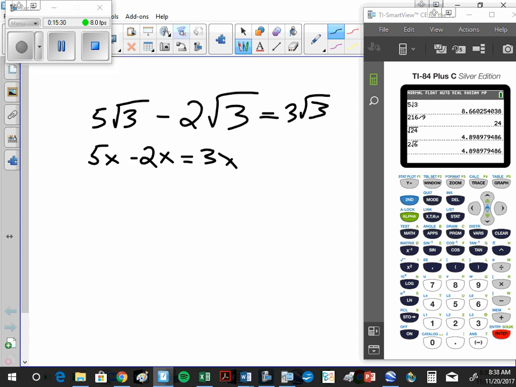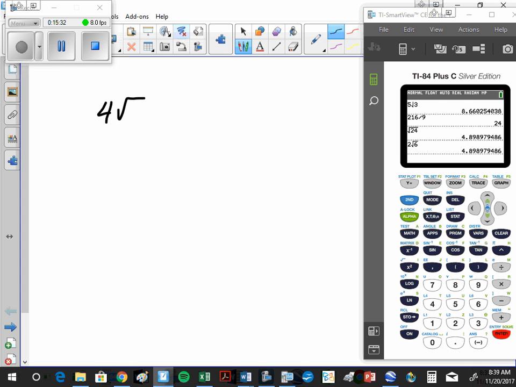Okay. What about this? 4 square root of 2 plus 6 square root of 3. How do you put those together? Nope. You can't. Why not? It's like saying 4x plus 6y. They don't mix. The square roots are not the same. So that one does not simplify.